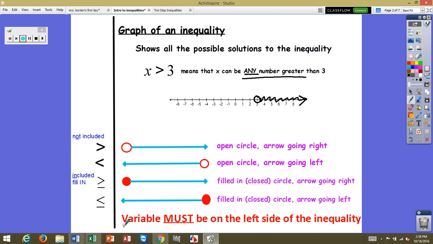Before you graph, you want to make sure your variable is on the left side of the inequality statement. Okay? Always make sure before you graph that your inequality statement has the variable on the left with the inequality and a number on the right side. Take a minute and pause the video. Make sure you have all of this information written down.